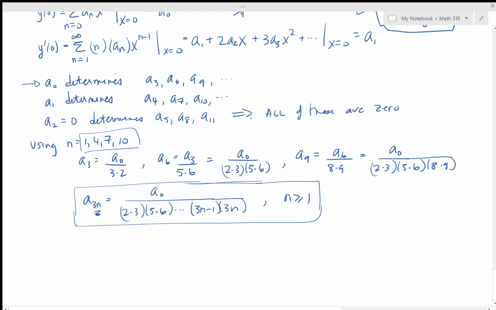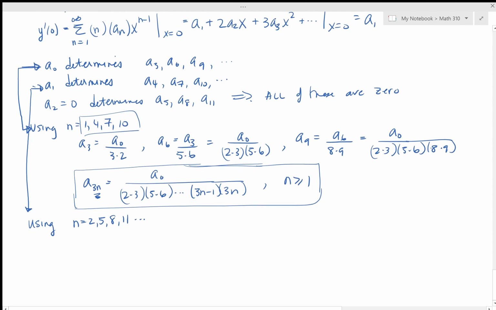Okay, then I'm going to go again on the next one. I just did this one here, and now I'm going to take a look at this one here. I'm going to be using n equals 2, 5, 8, 11, etc., and I end up with the following computations. Maybe pause the video, see if you can calculate them yourself, and then come back and check. I'm using the recurrence relation just like I did before, with these values of n.